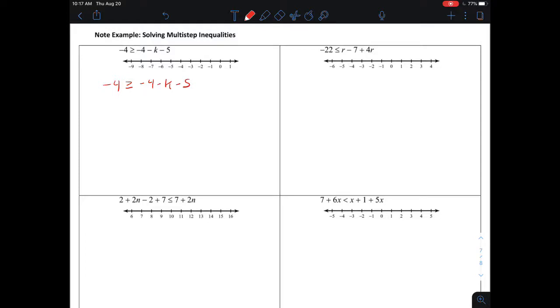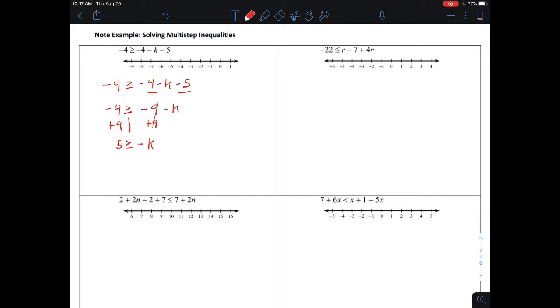So looking at this problem, I'm looking to combine like terms. I can put the negative 4 and the negative 5 together on the right hand side. So I have negative 4 equals negative 9 minus k. And then now I'm looking to isolate the k. So I'm going to move that minus 9 to the other side by adding it. Negative 4 plus 9 gives me 5, so I got 5 is greater than or equal to negative k.